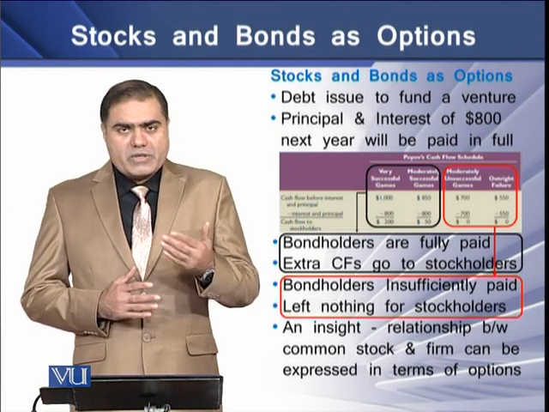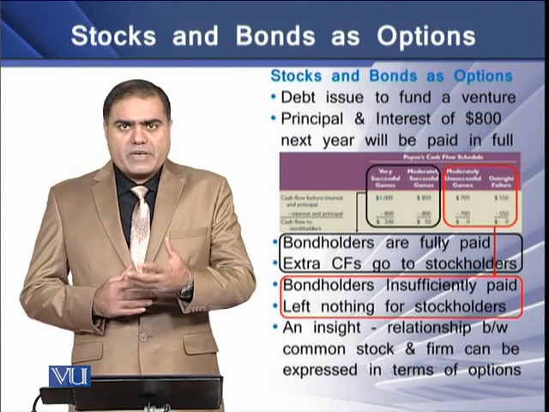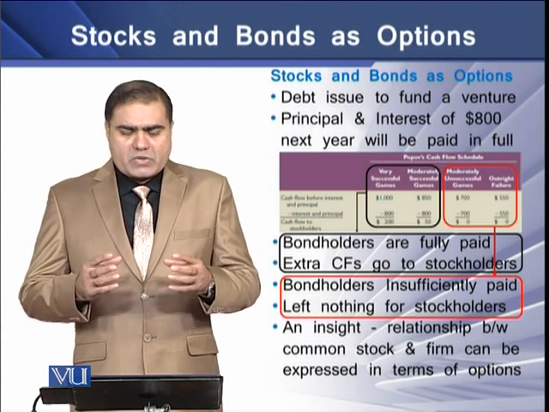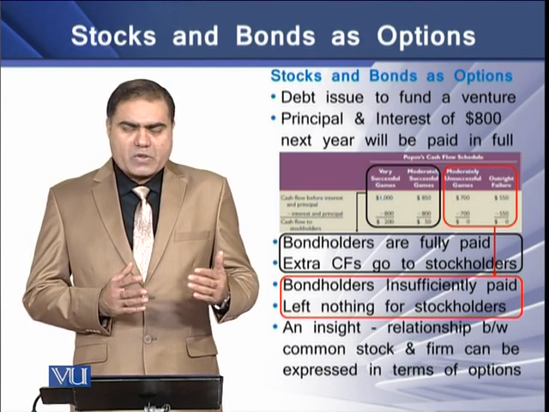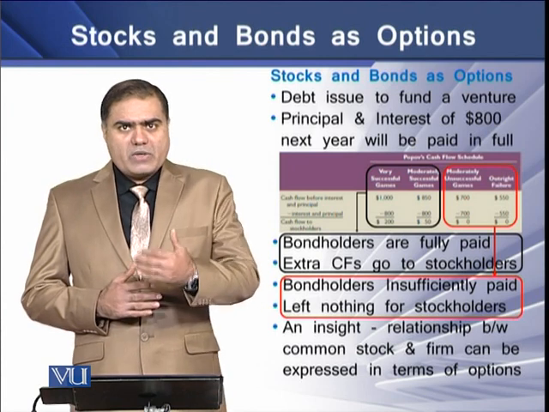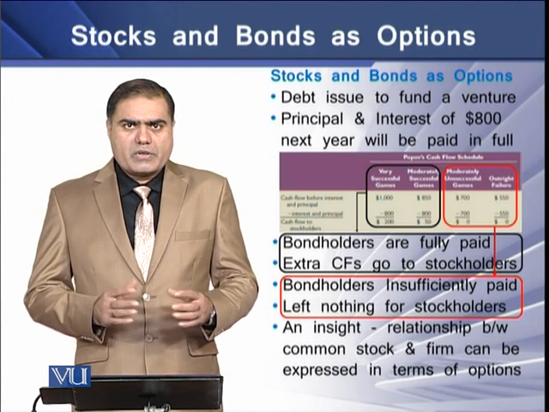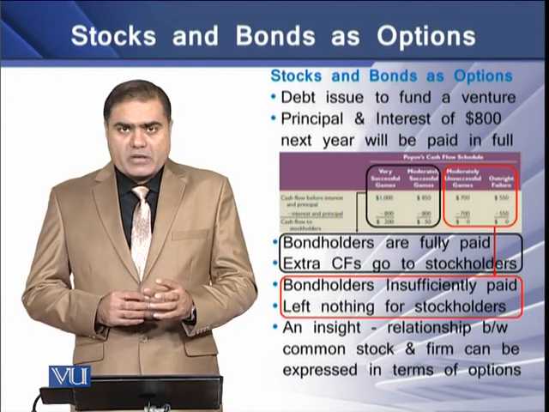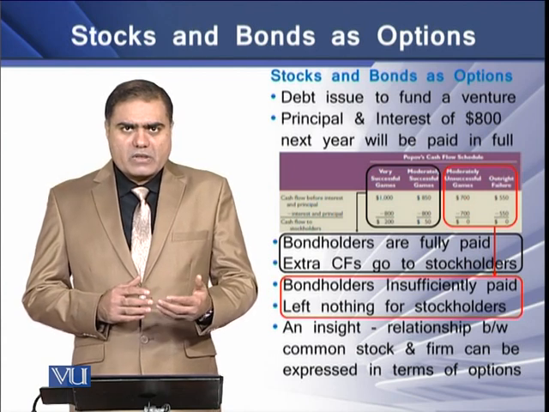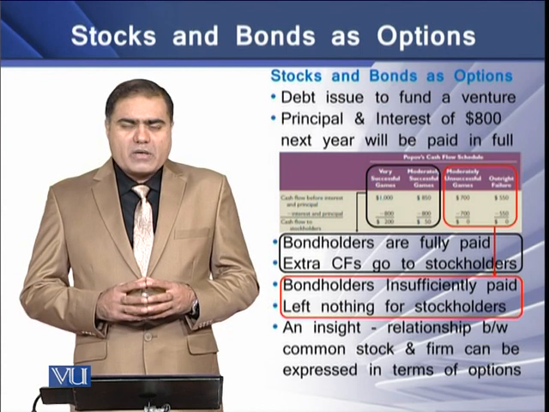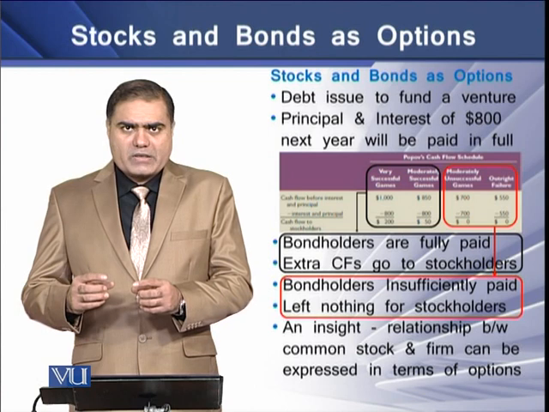On the other side, there is a failure scenario in which we have two further scenarios: a moderate failure scenario and an outright failure scenario. In these two scenarios, the cash inflows are $700 and $500 respectively. Paying off the debt leaves nothing for the stockholders of the firm. In the graph, the success scenario is encircled in black and the red circle is the failure scenario.